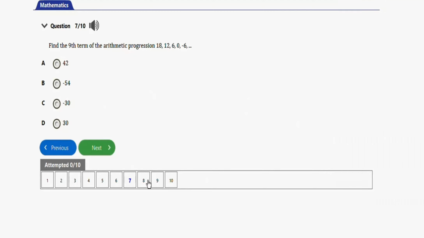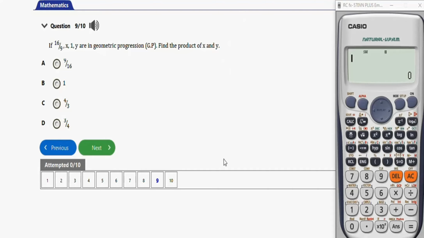Let's solve the next question, which is this one. So it says if 16/9, x, 1, y are in geometric progression, find the product of x and y. So let's bring a calculator and solve this. So for this question, let's reset to remove the previous values. Shift button, the reset instruction, press 3. Okay, we are good to go. So let's input. We have up to 4 terms here. Okay, well, let's work with this. First of all, go to start. This is GP. Press 6 for GP.